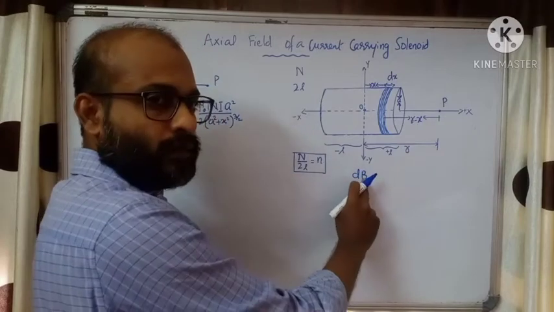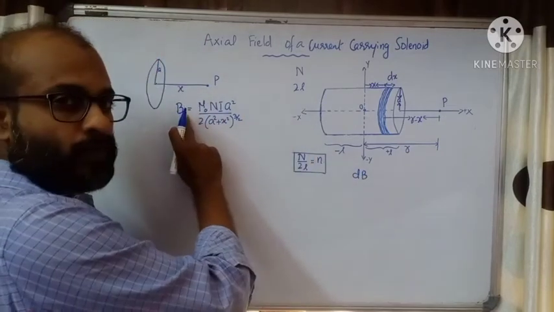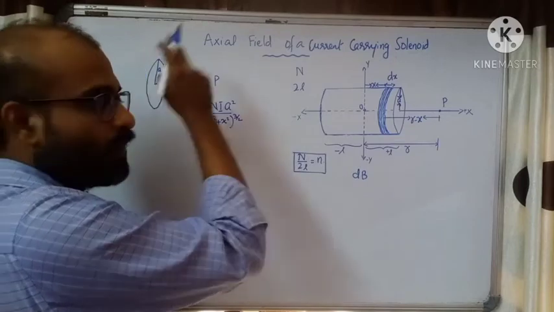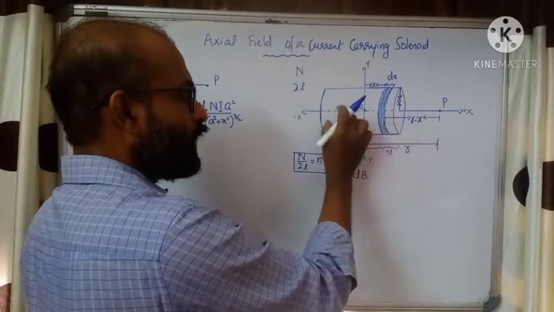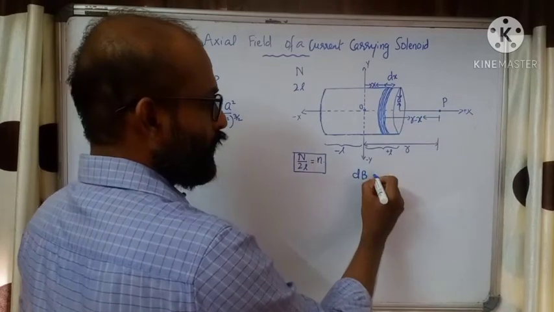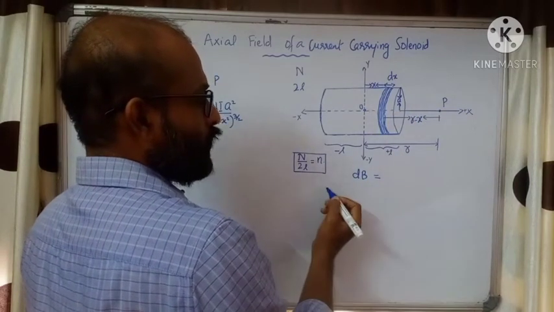Small magnetic field. Here we have written total magnetic field because we had a few turns. It is just like a current carrying circular coil. Here there is a portion of the current carrying solenoid. So this portion produces a magnetic field dB at a point P. What is the equation of dB?